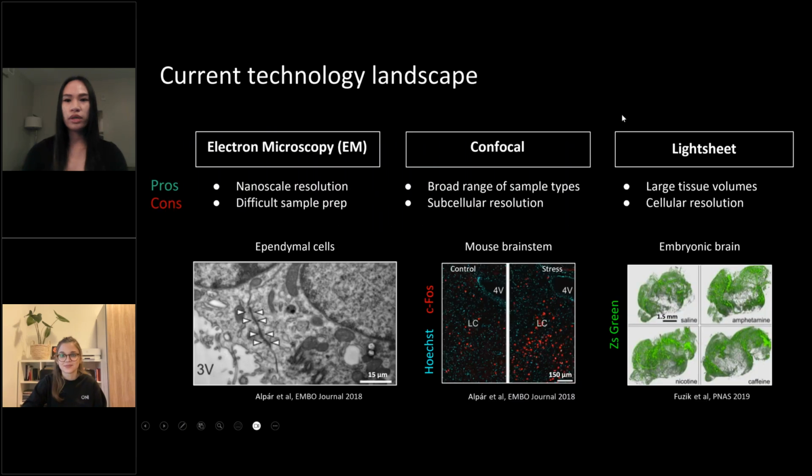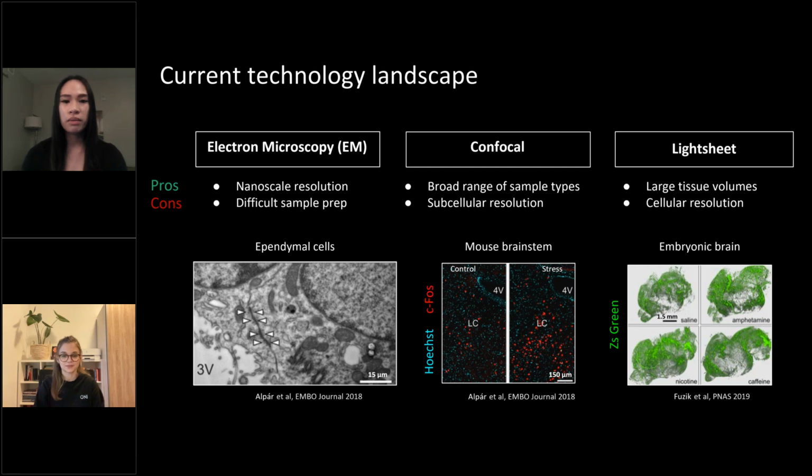Okay, so here is just an overview of the current technology landscape. I wanted to go over all of these techniques and some of the strengths and limitations of each. We have electron microscopy, which is fantastic if you want to get nanoscale resolution, down to maybe 10 nanometers or below. Some of the cons to this technique, though, are that you can't do this in living cells, and if you wanted to label your different structures with fluorophores, it would be difficult just because of the way that this technique is contrasted.